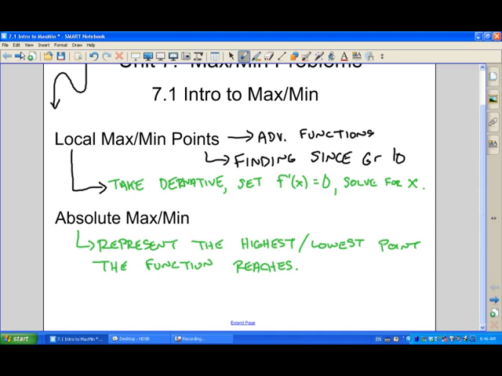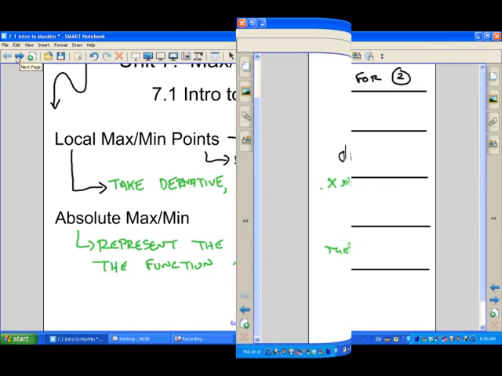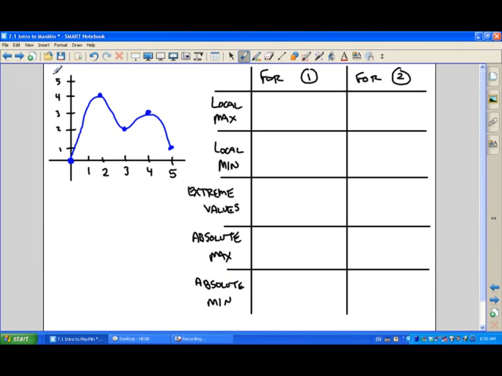So let's look at an example. So let's look at this graph that I've drawn here. We'll call this graph number 1. And we're going to fill in this table to the right. And we're going to fill it in by answering these questions. What are the local max points, local min, the extreme values, I'll define that in a second, the absolute max, and then the absolute min.